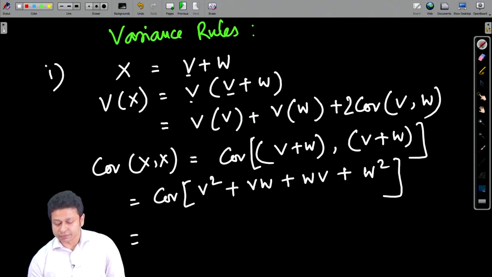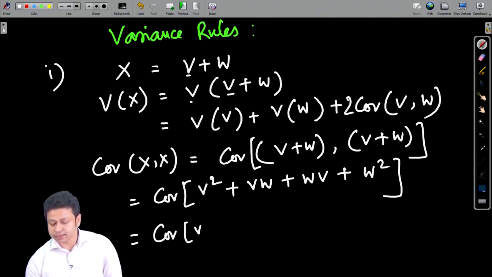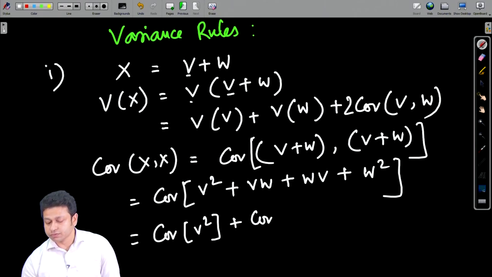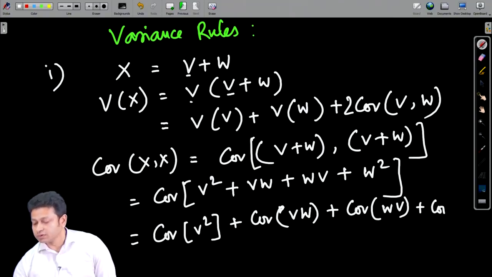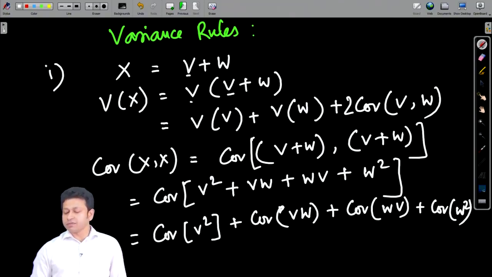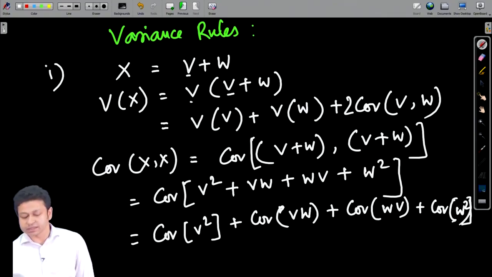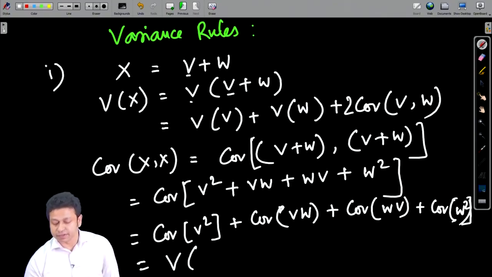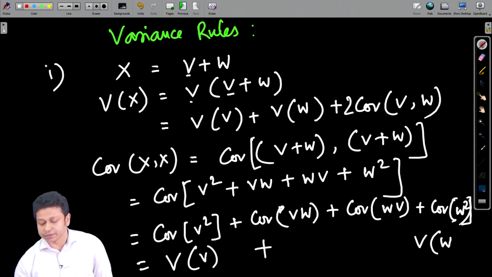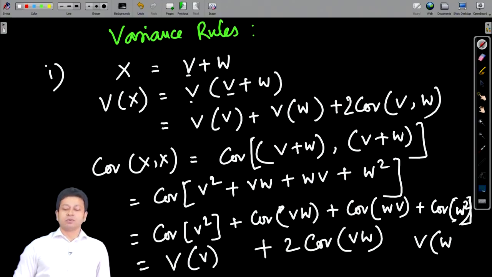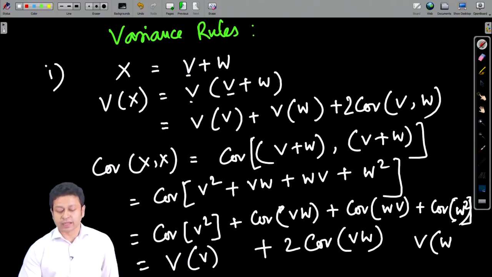Now, if I expand it, cov v square, cov v w, cov w v and cov w square. Now, cov v square and cov w square are just going to give us the variance terms. It is nothing but variance of v, and this term is nothing but variance of w, and these two terms are going to give me 2 cov v w. So, this is the proof of the first rule.